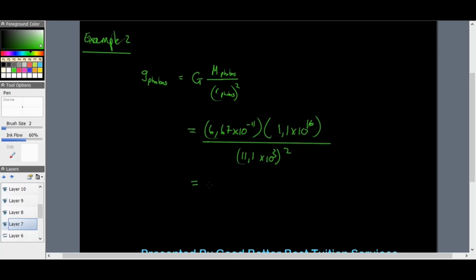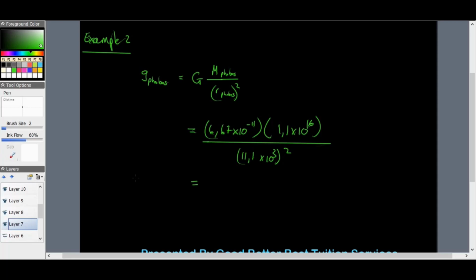So what do we do? We pop this into our calculator: 6.67 times 10 to the negative 11 times 1.1 times 10 to the 16, all over 11.1 times 10 to the 3, all squared.